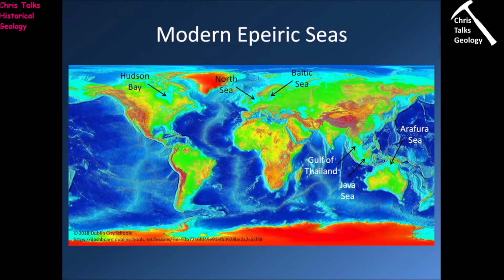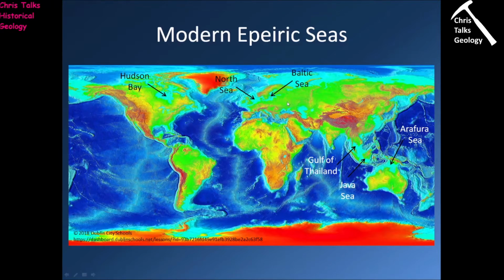In terms of modern Epeiric seas, there are several examples. In terms of North America, the most obvious example is the Hudson Bay. In terms of Europe, there's the North Sea and the Baltic Sea. In Southeast Asia, the Gulf of Thailand and the Java Sea are good examples as well.